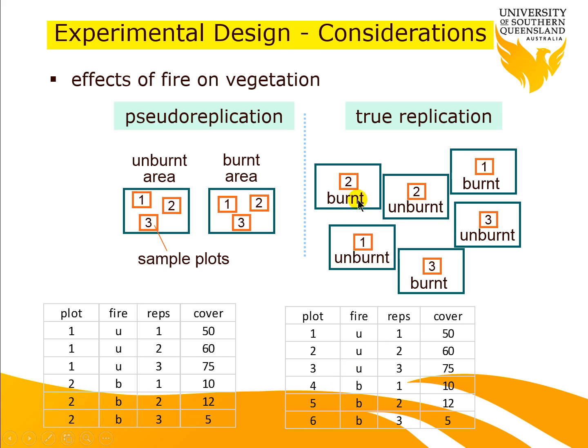In this version over here, I had 6 different plots. These 3 represented unburnt areas and these burnt areas. And I had 1 measure here, 1 measure here, and 1 measure here. So now these 3 all represent unburnt, and they're all independent because they come from 3 different plots.